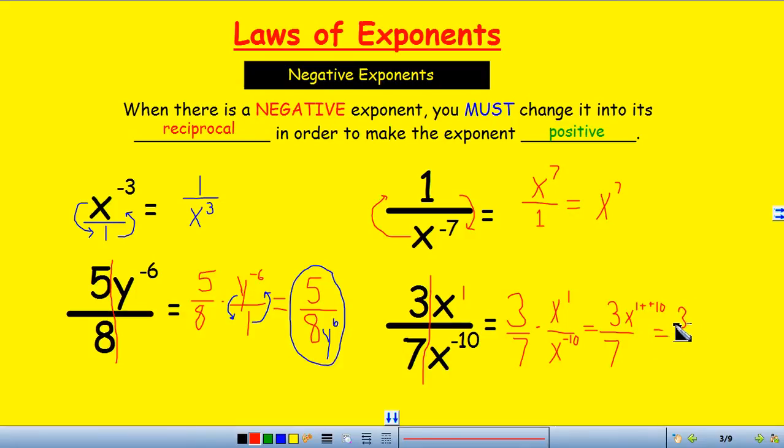So let me write this. We have 3 times x to the power of 1 plus 10 is 11, all over 7. It cannot be simplified anymore. So therefore, our final answer is 3 times x to the power of 11 divided by 7.